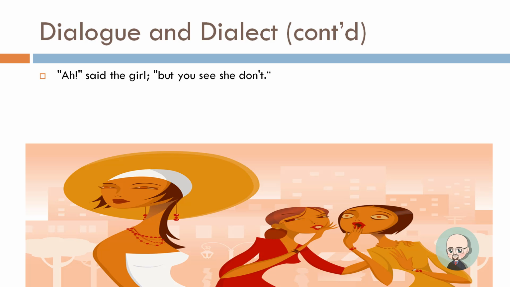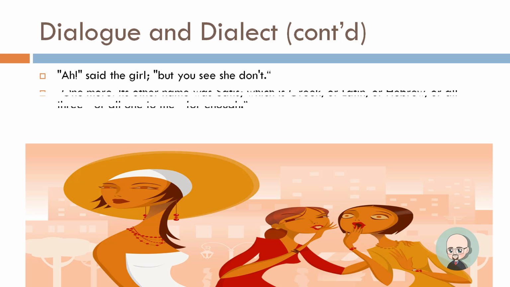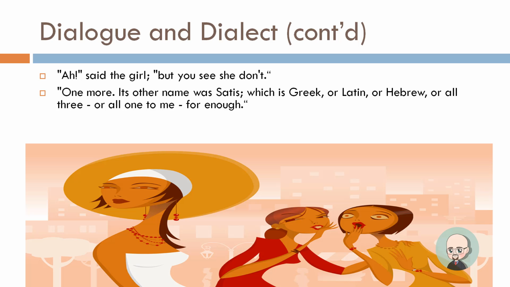"Ah," said the girl, "but you see she don't." One more. Its other name was Satis, which is Greek or Latin or Hebrew or all three or all one to me for enough. Okay? That's from Great Expectations, a serving girl.